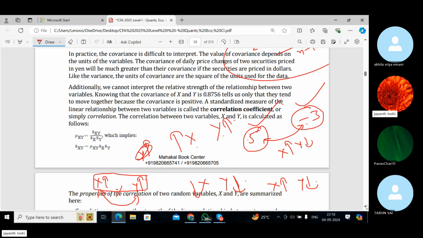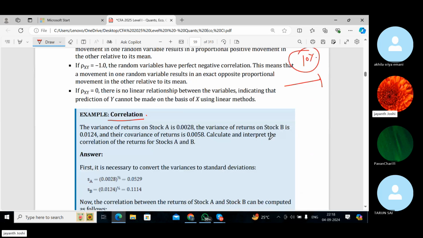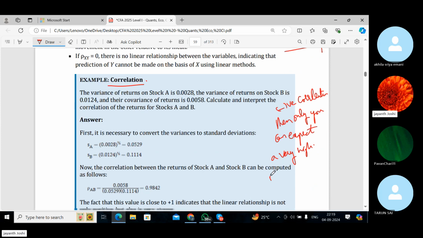And one more point I would like to say, if you are making a portfolio, you should pick the stocks which have negative correlation between them. Then only you can expect very high diversification benefits.